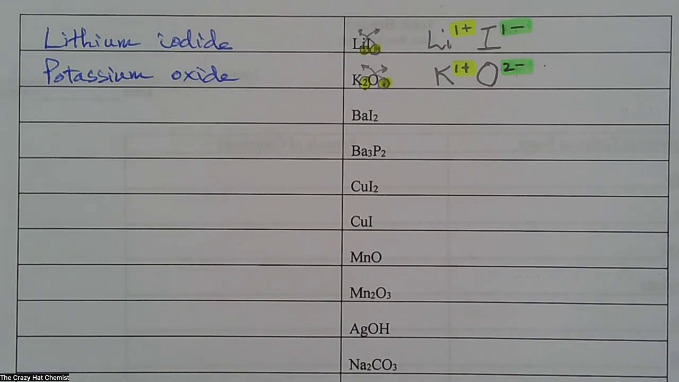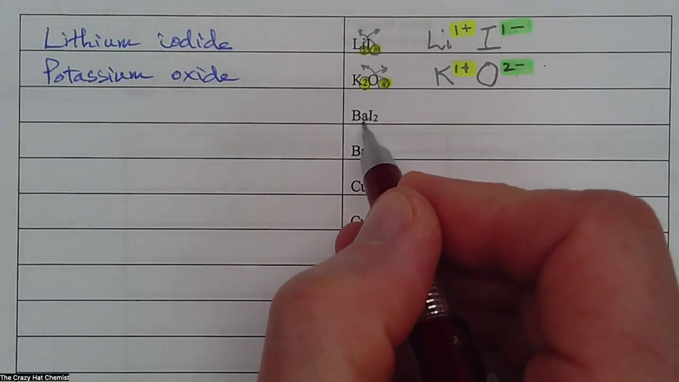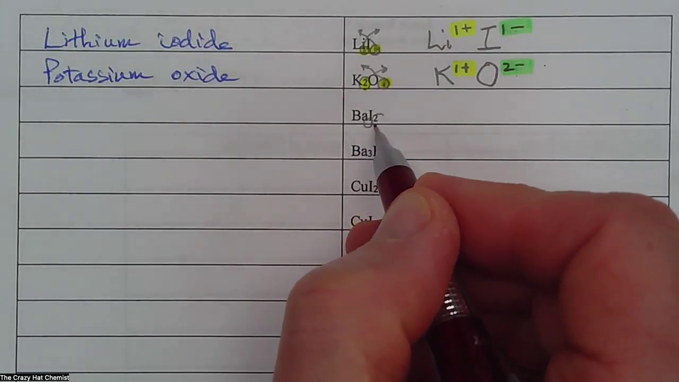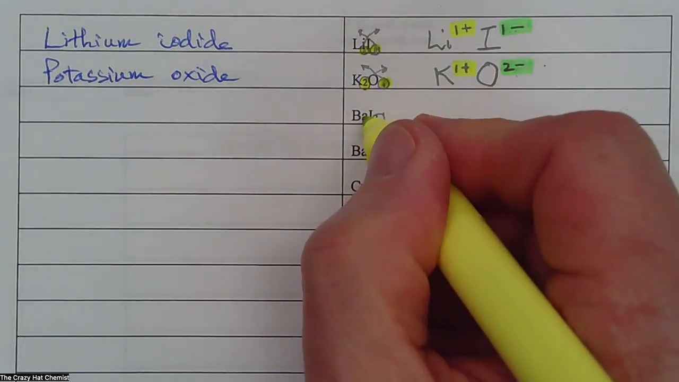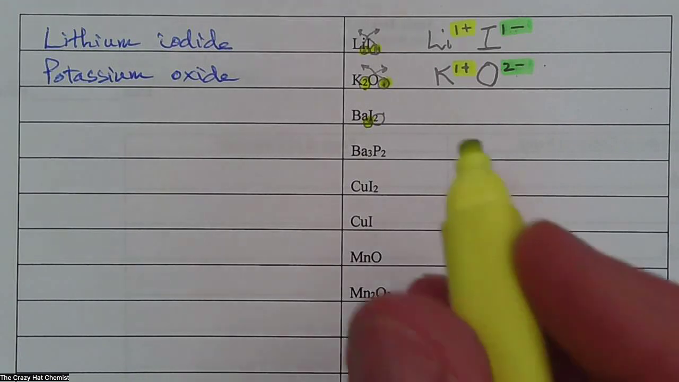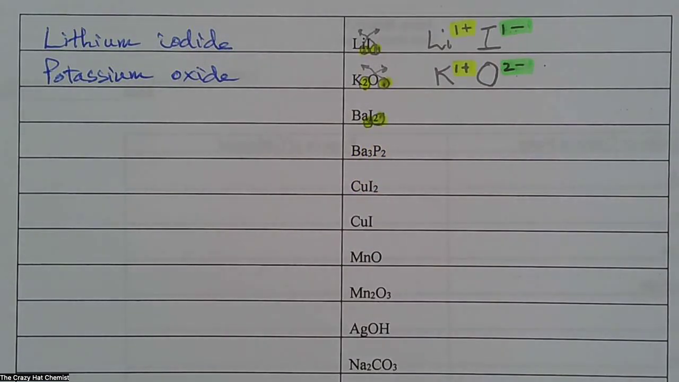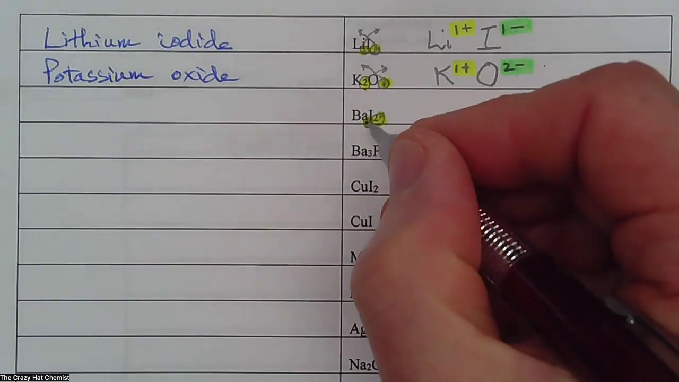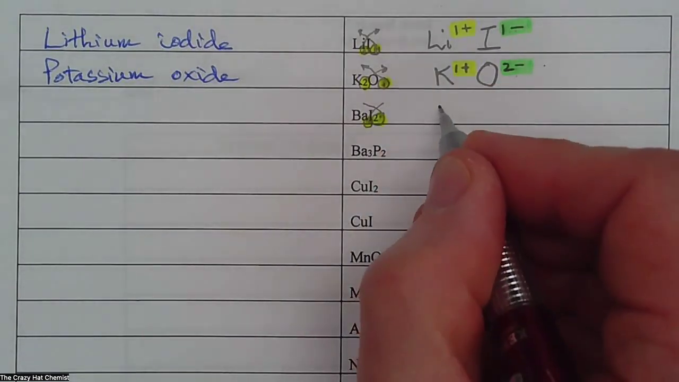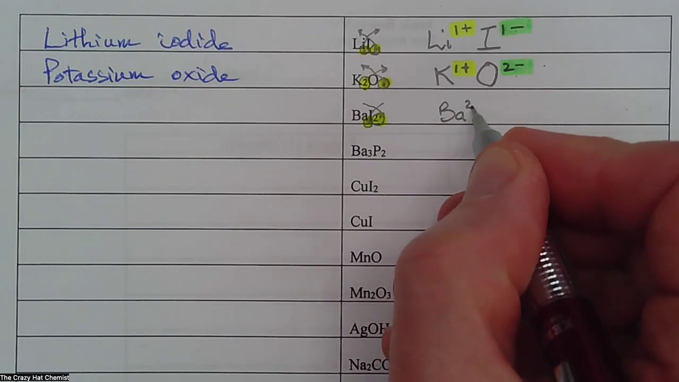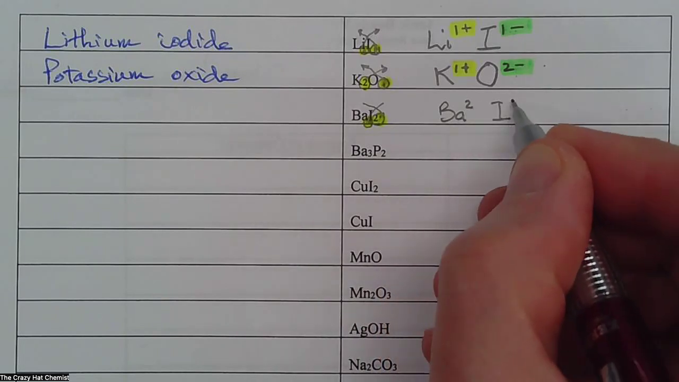All right, let's go for the next one. That's BaI2. There's a number right here, and there is a number right here. So I'm going to highlight those two numbers. This number that is actually not there, that's assumed, is a 1. This number here is a 2. So I'm going to flip these two numbers. This number is going to come up and over, and this one's going to come up and over. So I'm going to have a Ba with a 2 and an I with a 1.